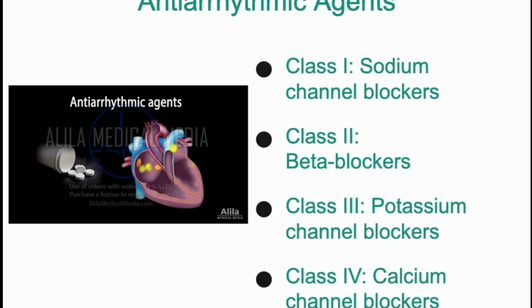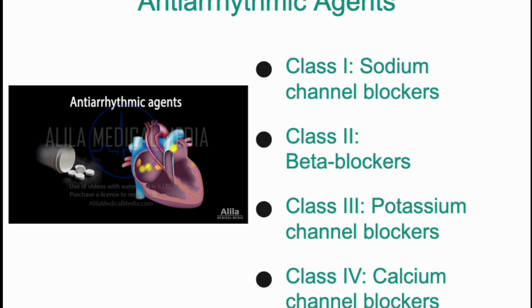We have our antiarrhythmic agents. They are used to treat or prevent irregular heart rhythms by affecting the force or rhythm of the heart. They are classified in 4 classes that you see in front of you.